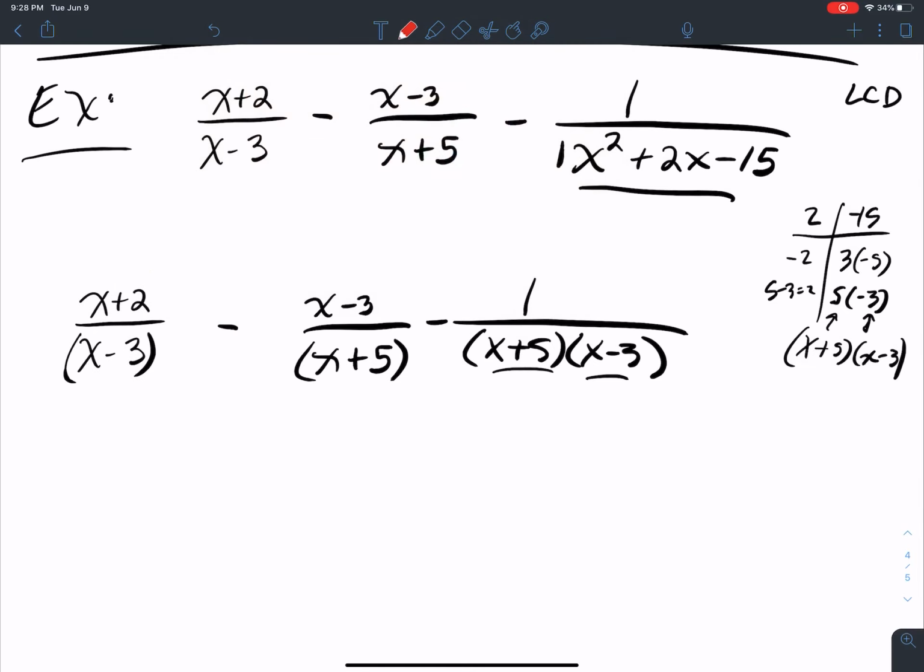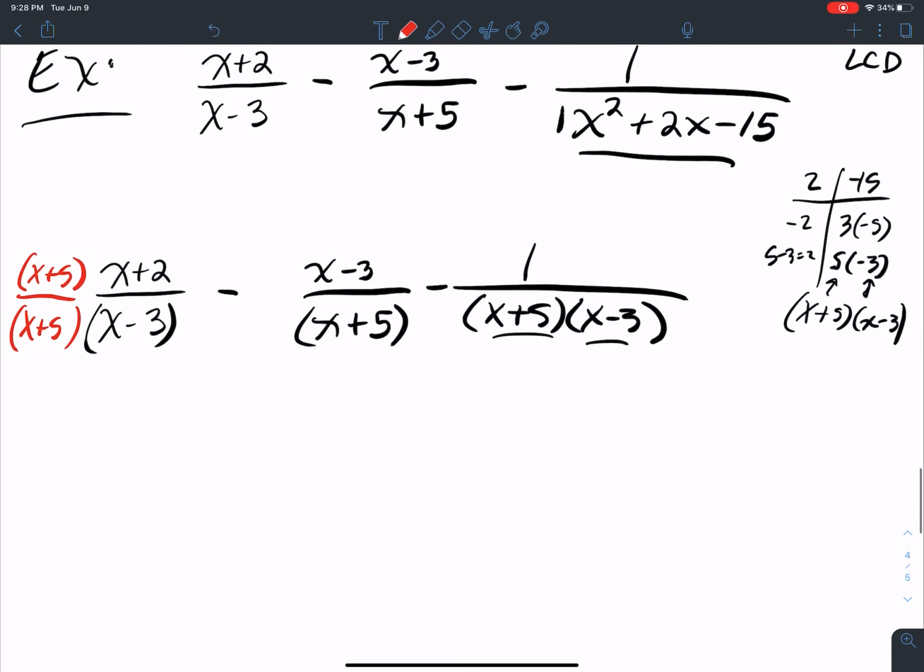What are we missing from this one? Let me move that over just a little bit more. Okay, we're missing an x plus 5 here. Put it in the bottom, got to put it in the top. And then what are we missing here? We're missing an x minus 3 here, so I'm going to put an x minus 3 here. Okay, and so now I've multiplied out.